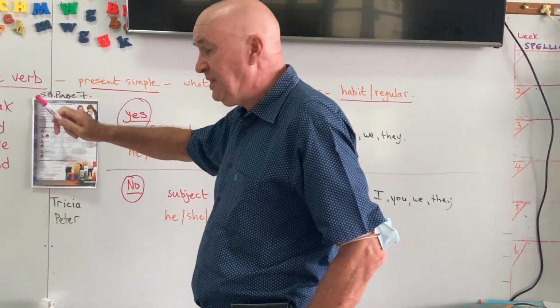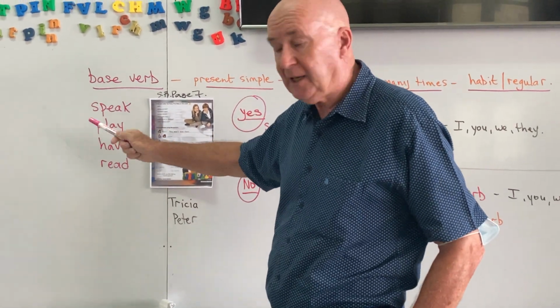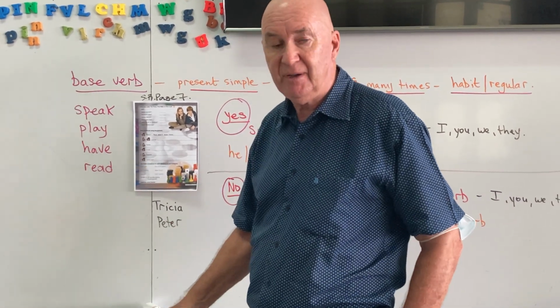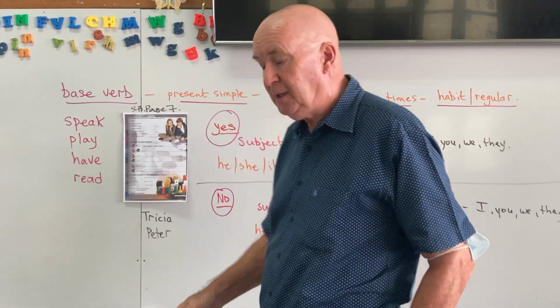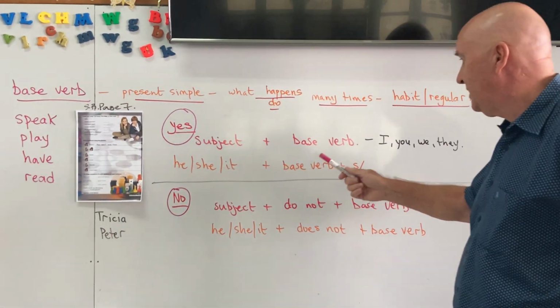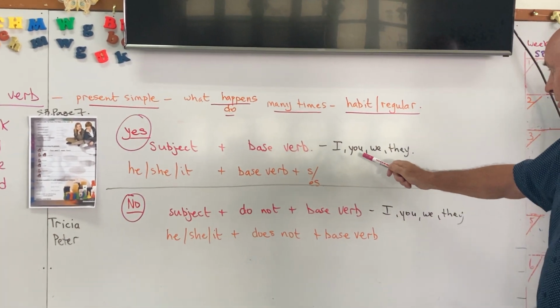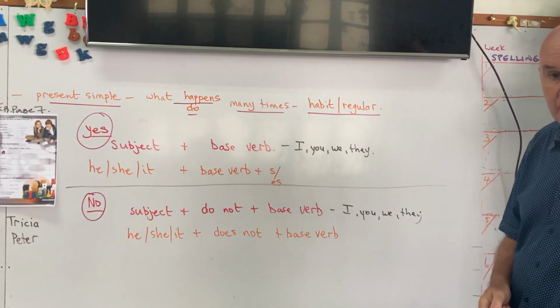So here's 4 base verbs. Speak, like speak a language. Play football. Have a pet, or read a book. So if I want to say yes, I would just say I speak, you play, we have, or they read.